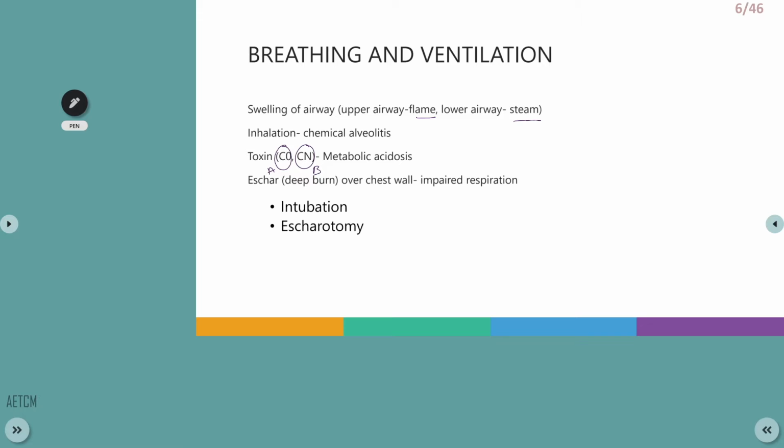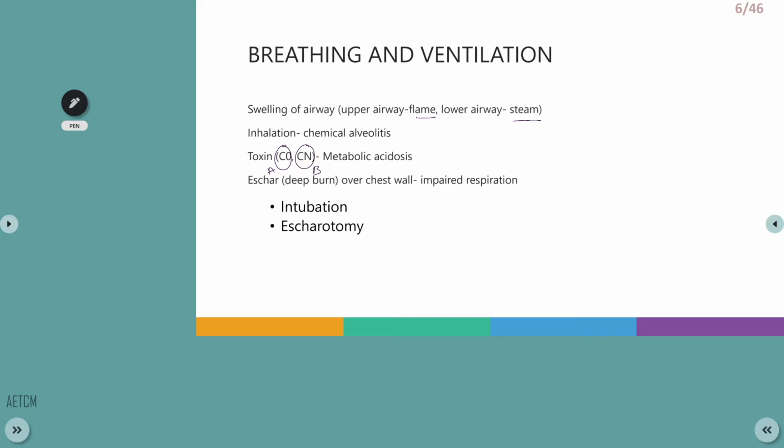That can also affect the breathing. And secondary to the burns to the chest wall, there can be deep burns, that is called an eschar. So what will happen is, if the entire chest wall is getting burnt, there will be deep burns to that, and the patient will not be able to breathe properly. So that itself can cause a restriction to the breathing. That can also impair the respiration.